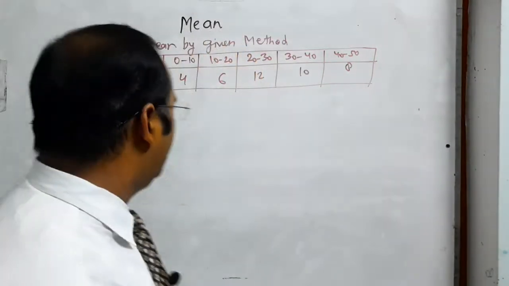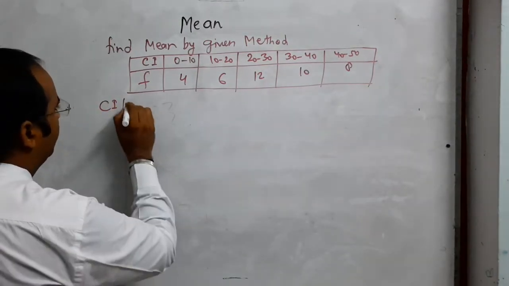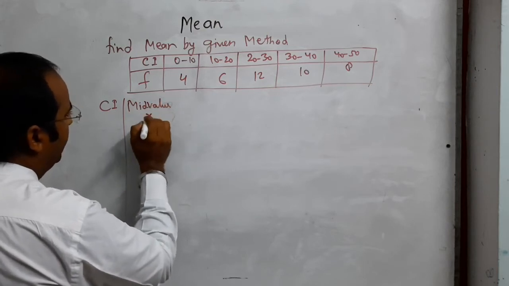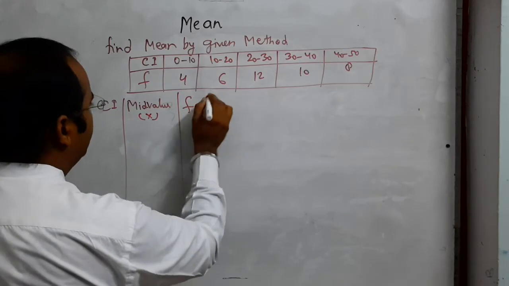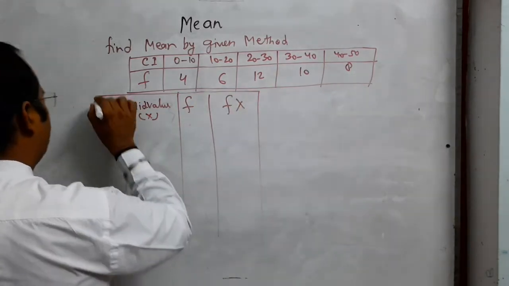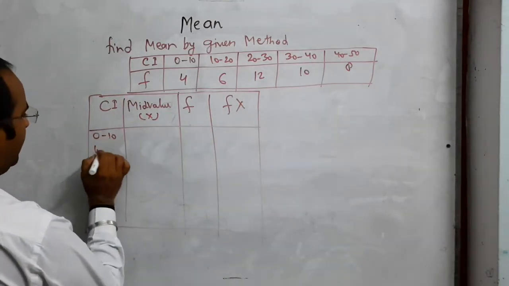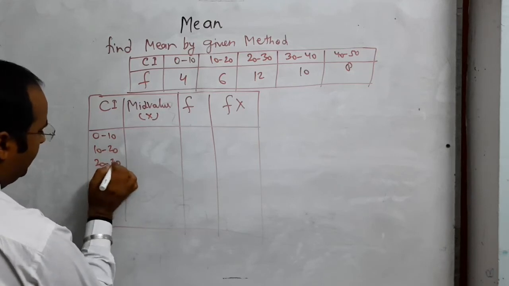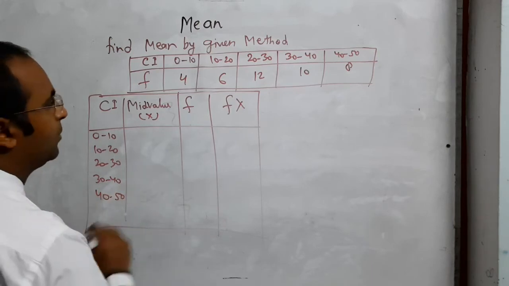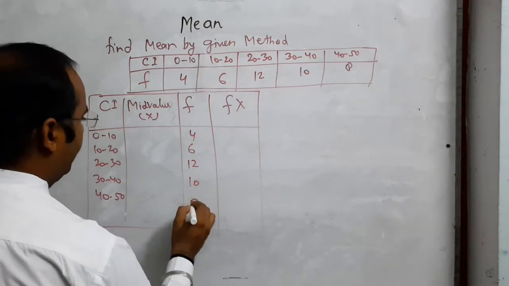Now what do you do first? First you make the table: class interval, mid value x, frequency and fx. The class intervals are 0 to 10, 10 to 20, 20 to 30, 30 to 40 and 40 to 50, with frequencies 4, 6, 12, 10, 8.